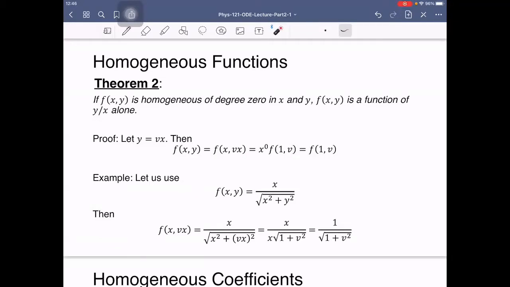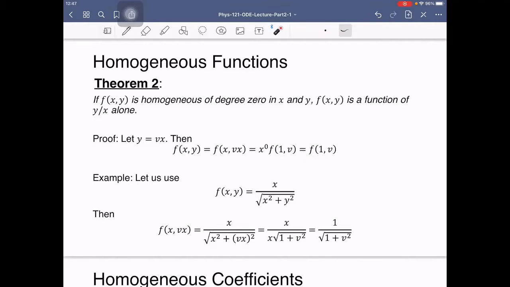So in this case, dahil nga sinasabi natin degree of 0 yung theorem, we can factor out yung x of 0. Now we have f of 1 v. So dahil 0 naman to yung exponent, this is just equivalent to 1. So therefore, we have this. Okay? So ganyan yung mangyayari. Now let's use an example to show this.